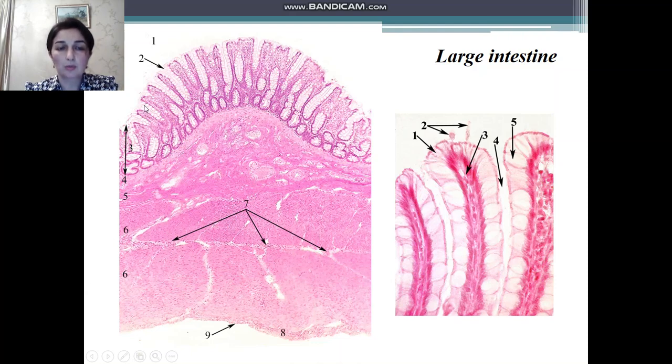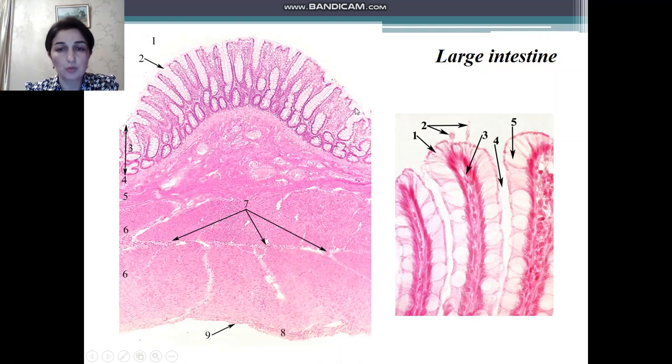Now the mucosa. On the surface of the mucosa we cannot see villi, but here we can see just intestinal glands, the crypts of Lieberkühn. They are most numerous. And then the epithelial lining will contain mainly surface absorptive cells, but in majority here we can see goblet cells. They are more numerous than in the small intestine.